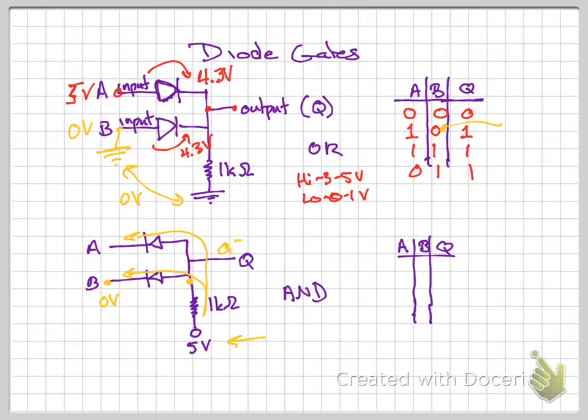And this side is going to be 0.7 volts, which is again in the range of low. So if either A or B are grounded, then it shorts to ground and you get 0.7 volts. If both A and B are 5 volts, then Q is just going to be 5 volts because no current will flow, so the voltage doesn't go down over the resistor. If you don't get that, think about it for a little bit, and make sure that truth table shows that it's an AND gate.